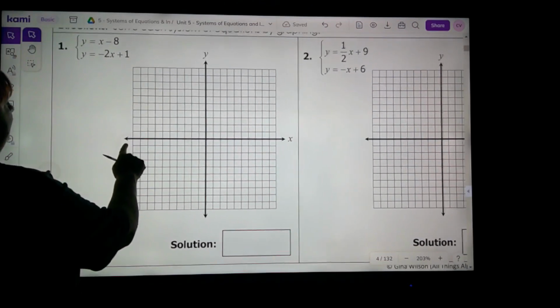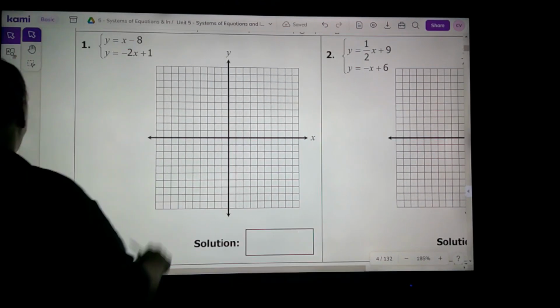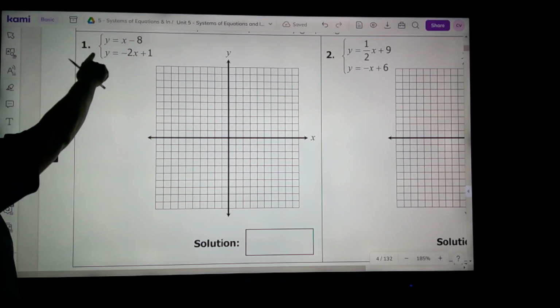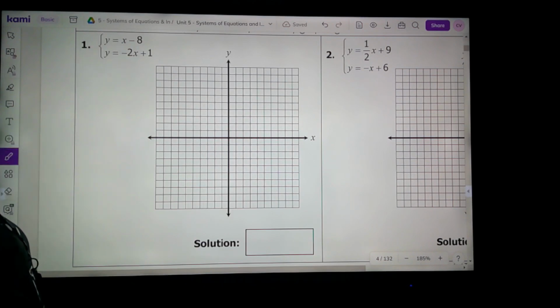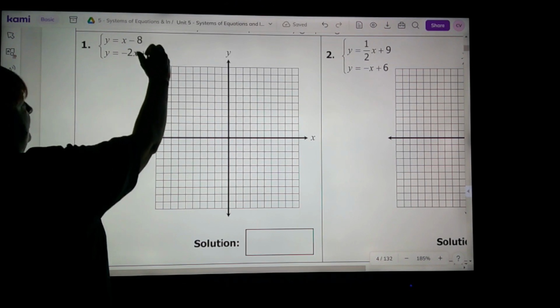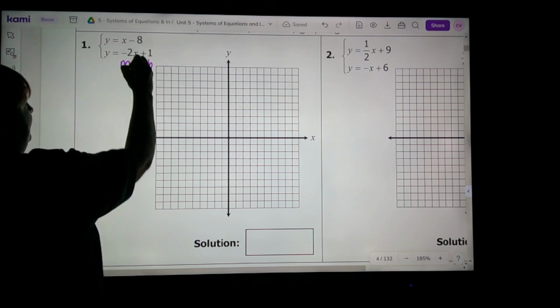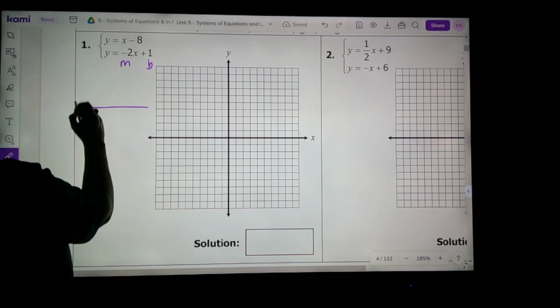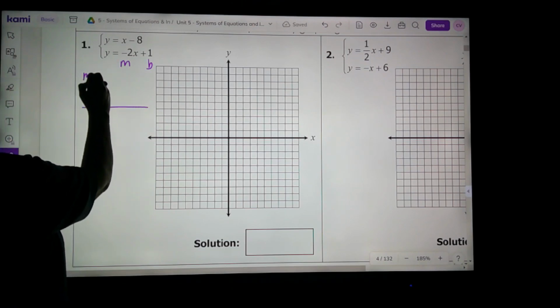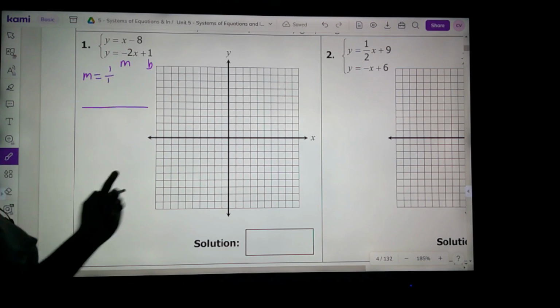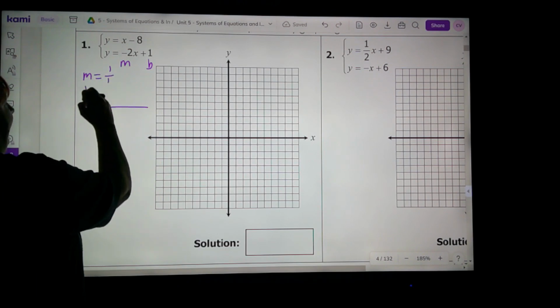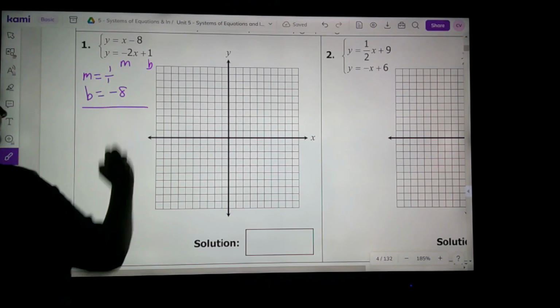I don't want to go too big. All right. So, both of these are already in y equals mx plus b. Step 1 is done. Step 2, graph the lines. These are our b's, these are our m's. So, my first equation, the slope is 1, which is 1 over 1, has to be a fraction, and the b is negative 8, right?